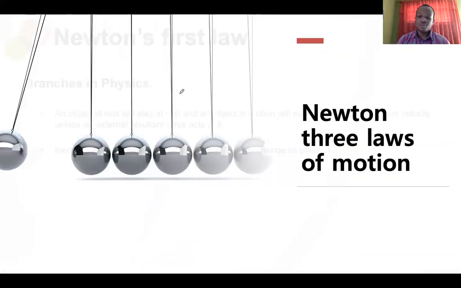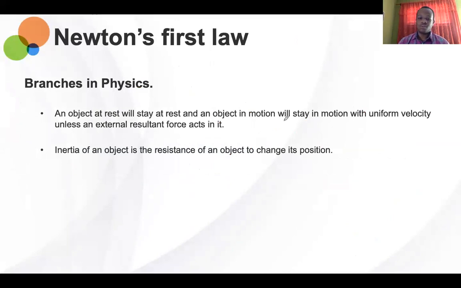So we already spoke about Newton's three laws. Let's just go over it again. There are three laws, but we're just focusing on the first one and the second one for now. The first one states that an object that is at rest will stay at rest. So if we have a bottle on the table, it will remain there until we push it, until we apply an external resultant force. And an object in motion will stay in motion.